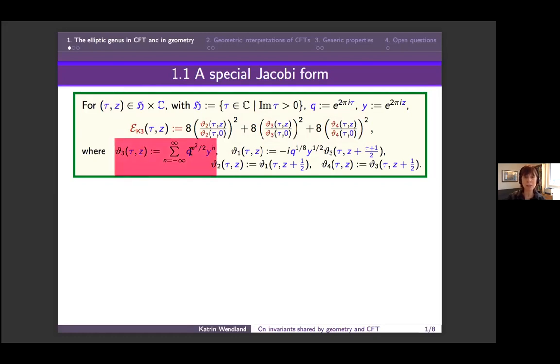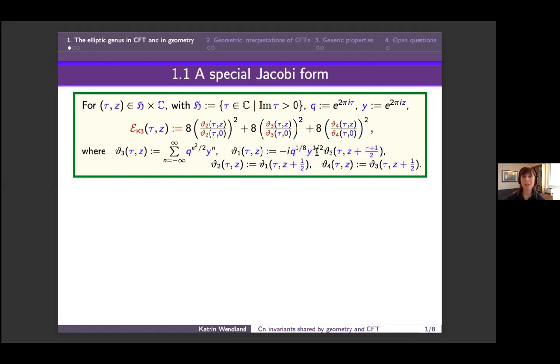So this is a power series in q and in y, where q, everywhere in this talk, is going to be the standard shorthand notation for e to the 2 pi i tau, and y is the standard shorthand notation for e to the 2 pi i z. So with this in mind, here you have the definition for theta 3, and its three cousins, theta 1, theta 2, and theta 4, are obtained from theta 3 by rather simple manipulations, like so, and multiplying by something. So these are the definitions.